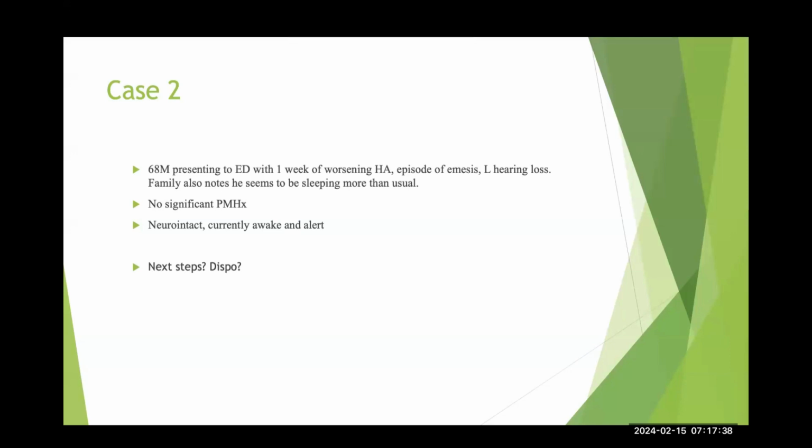Next step, I would get a CT scan. If he's truly getting progressively more sleepy, I'd be a little bit concerned for hydrocephalus. In terms of dispo, I don't think this guy may necessarily be safe for the floor. He may need to go to the ICU.